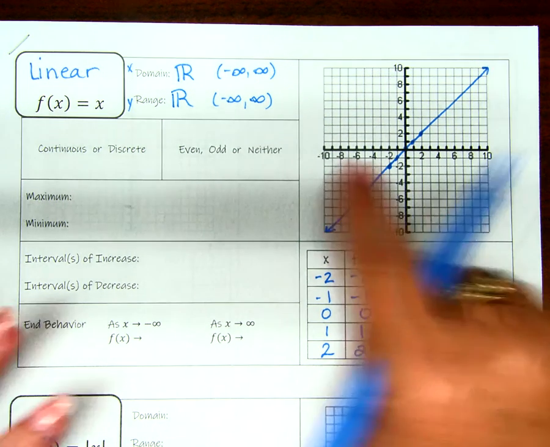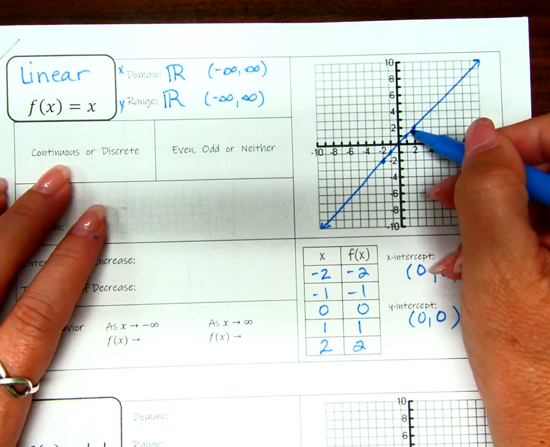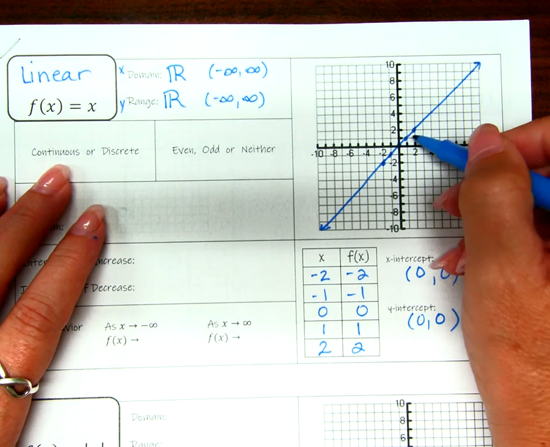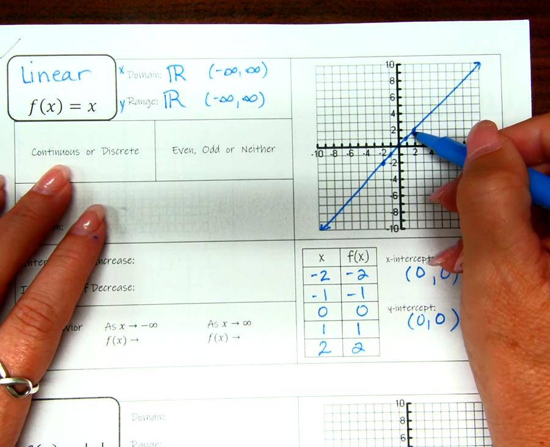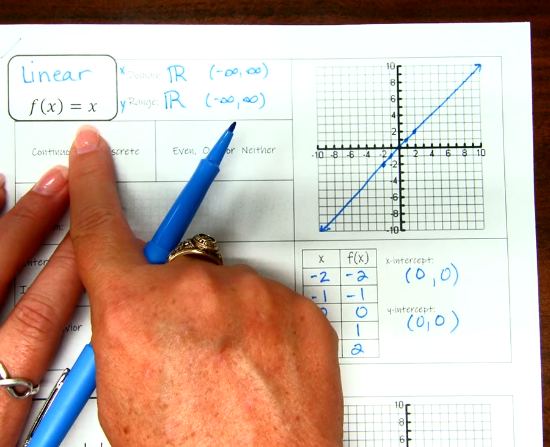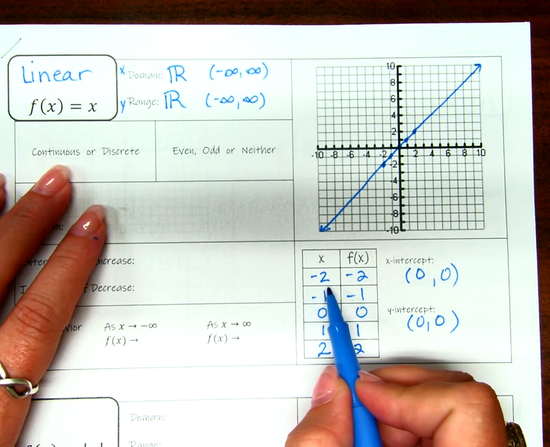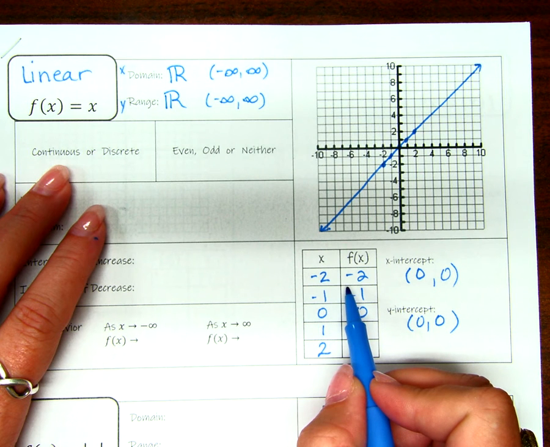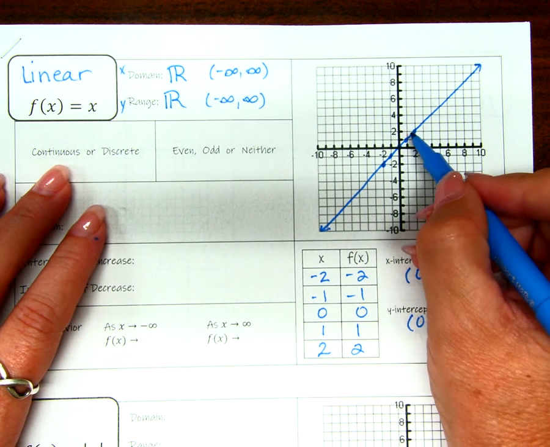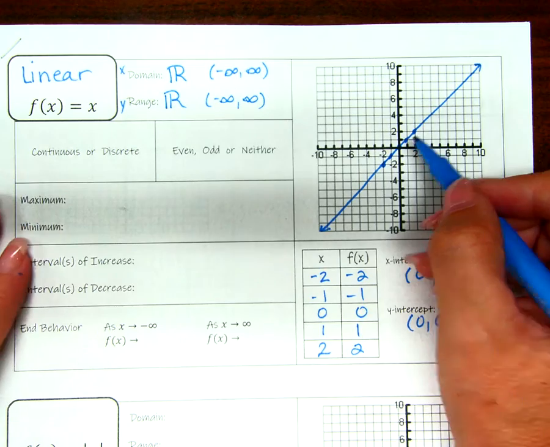Okay? A continuous function says that every point on this line, including the ones in between the dots that we made based on our table, also makes this function true. If I say x is negative 2.637, what's y? Negative 2.637, right? So every point in between the ones that we've made also make this function true, so this is a continuous function. Okay?